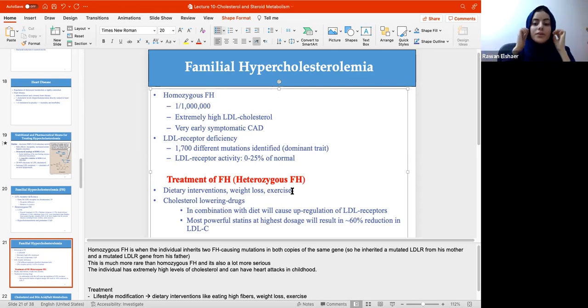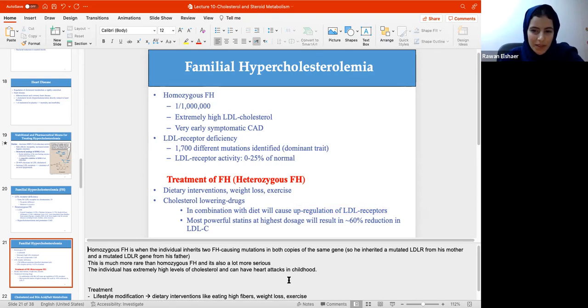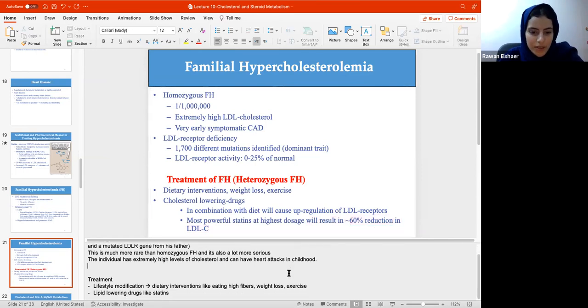Also cholesterol lowering drugs like the one we just talked about, statins. In combination with diet, they cause upregulation of LDL receptors. So they increase the level of LDL receptors on the cell wall, and that helps with decreasing the LDL in the blood. Just for you to know, the most powerful statin can cause a 60% reduction in LDL, so it's pretty good.